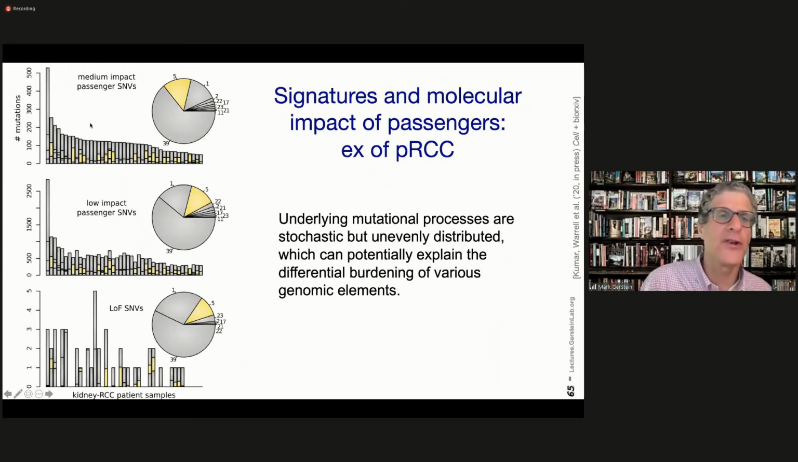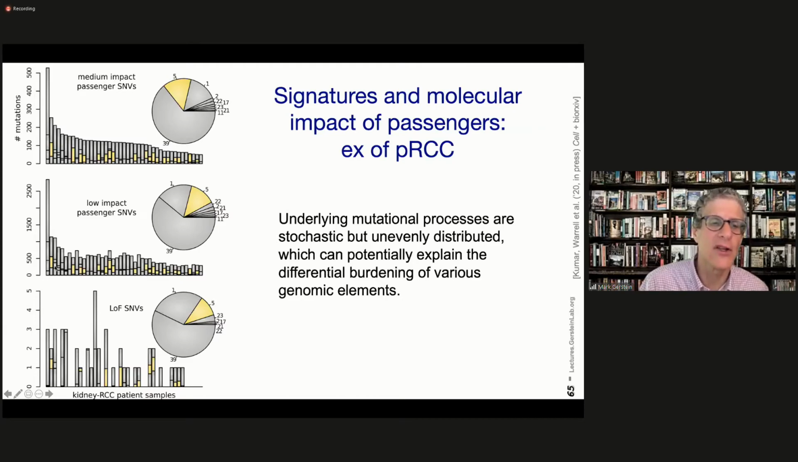And so what we can do is look at the signatures that are active in a particular cancer. I think this is in kidney cancer, okay? And we can decompose the signatures that are active. But then, this is all the mutations, this is individual patients, all the mutations that are involved. And for instance, this is signature 5.